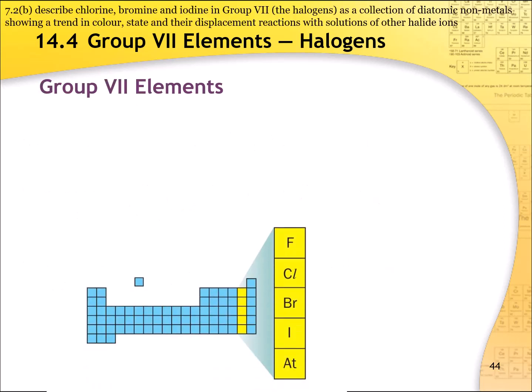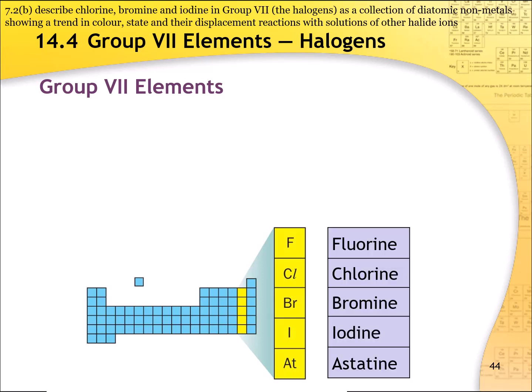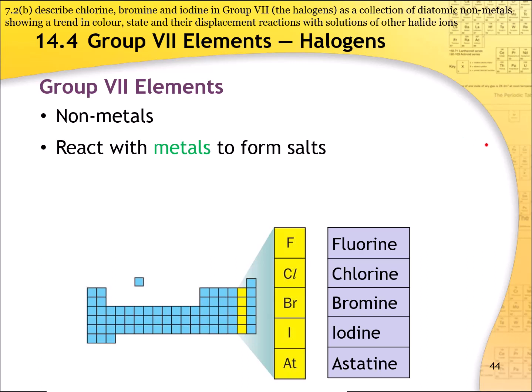Now, group 7 is in column number 7, just before the last column, which is the noble gases. And they are fluorine, chlorine, bromine, iodine, and astatine. They are all non-metals because they are on the right side of the staircase. They react with metals to form salts. They are non-metals, so when they combine with metals, they actually form ionic compounds, they form salts.